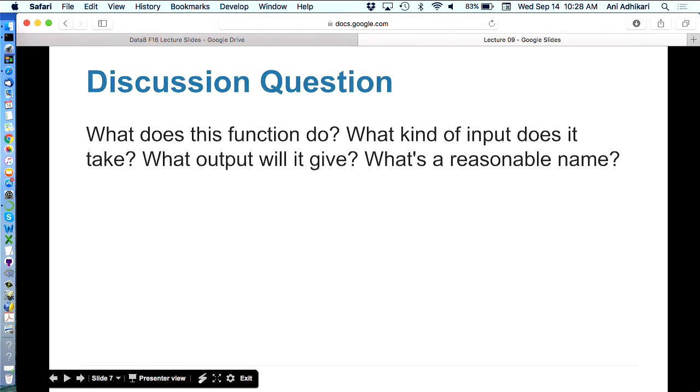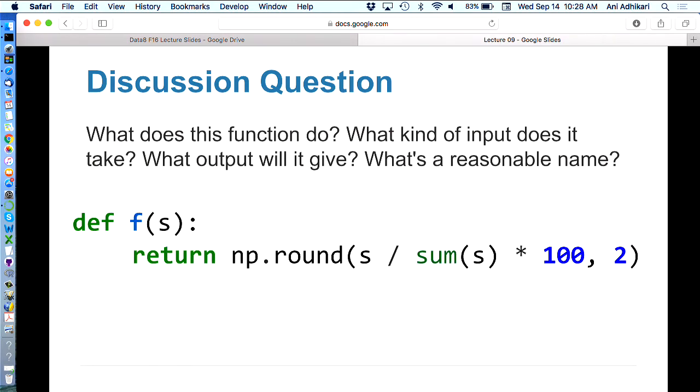Okay, so here's another function that looks very similar. What I'd like you to do is talk to your neighbor, figure out what the function does, what does it act on, what's its input, what kind of output does it give you, and I've been using X, Y, and so on. Nobody understands what those mean one week later, so what name should we give it? There we go. Talk to your neighbor, please.